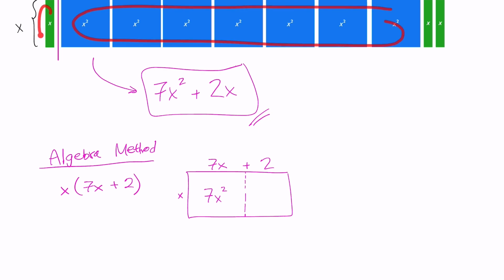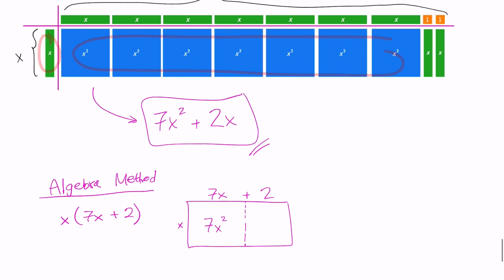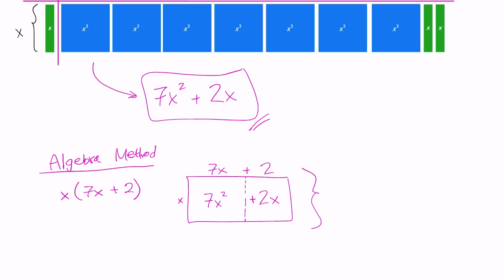Like I have x rows of 7x's to give me 7x squared. That's what's happening right there, the 7x squared. And then I have 2 groups of x, 2 groups of x to give me 2x. So 2x goes there, and it's positive. And so the answer to that simplification using pure algebra rules is 7x squared plus 2x. So we get the same answer both ways.